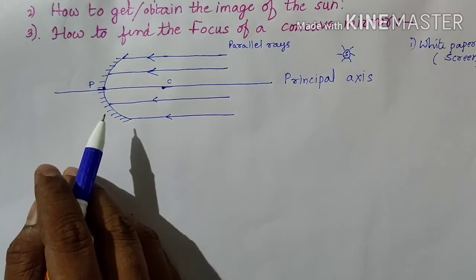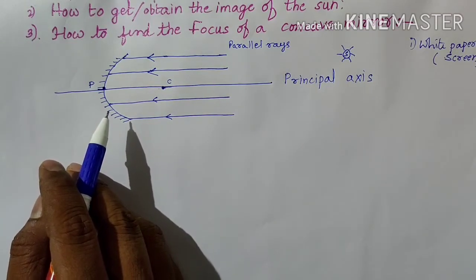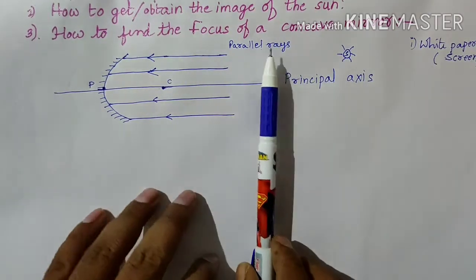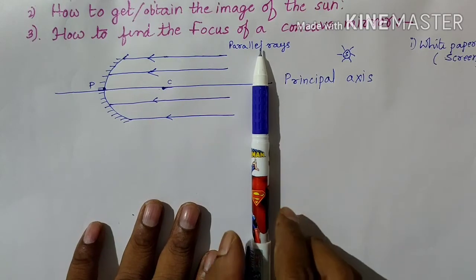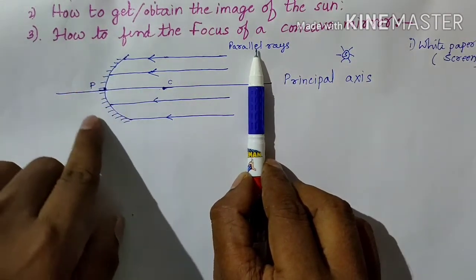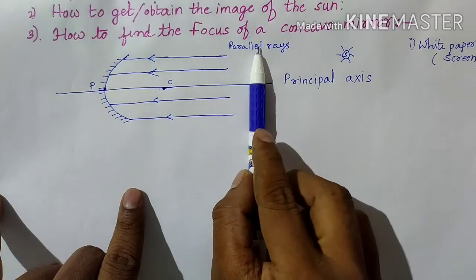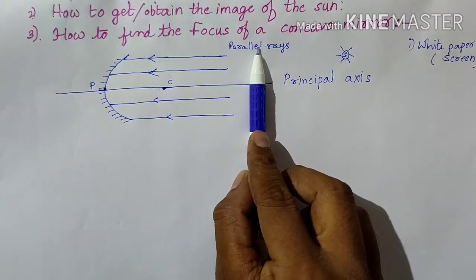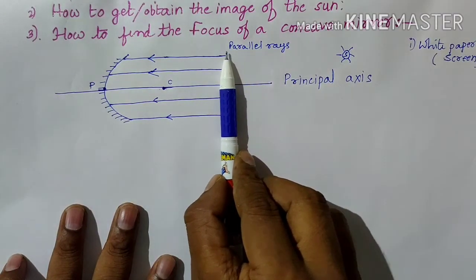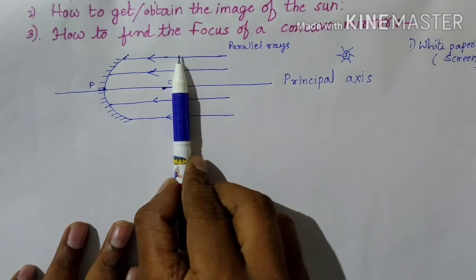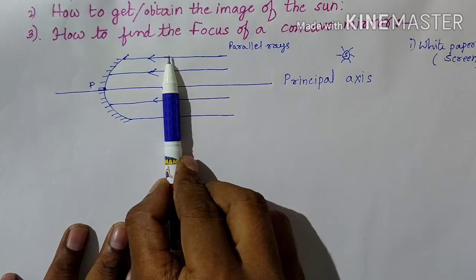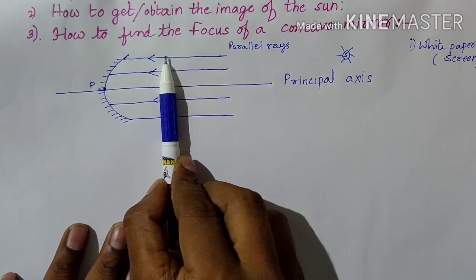So here we have taken a paper and this paper acts as a screen. You have to place the paper here and move the paper towards the concave mirror. Here this pen acts like a paper. Consider this pen is a paper and we are moving it towards the concave mirror. While you are moving, you have to observe the white paper.